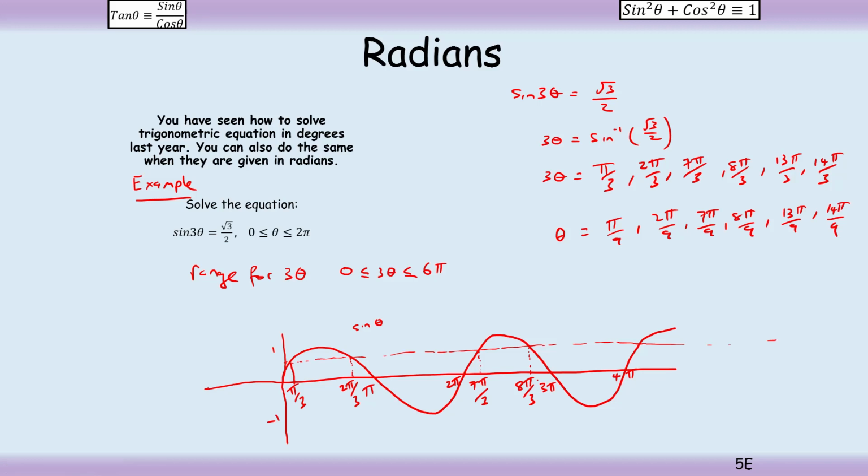Good. So there we have it. What I want you to do now is hit the pause button, write the example down, sketch a sine curve there. Sketch the curve and write down the solutions, and you're ready to do some exercise for me.